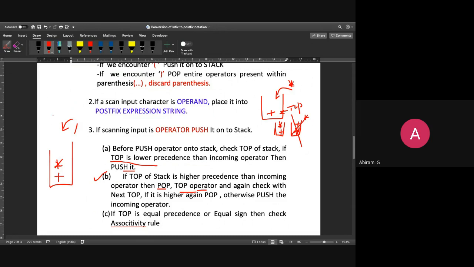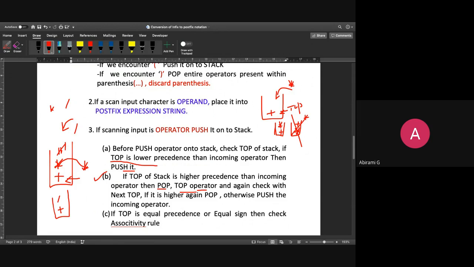Left to right is for multiplication and division. So left to right, star appears first and slash appears next in the expression. So we have to pop out star into the postfix expression, then place slash. But immediately we should not place it. Before placing slash, again we need to check the top of the stack. Now the new top of the stack is plus. So the plus is lower precedence than slash. So we can place slash over plus. Clear? So here, if operators are equal precedence, then we have to check associativity.